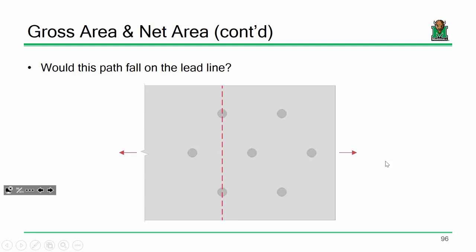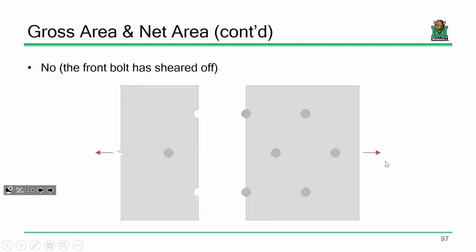But this one, the answer is no, because if the plate fractures along that path and separates, we'll have sheared off that front bolt. The reason we don't account for that section is because, while it might have a lower net area, that particular section is seeing less load than the section along the lead line because this bolt has taken over. To give you a rough estimate, there's 7 bolts in this connection, so this particular cross-section is only seeing roughly 6/7 of the applied load. So it might have a lower net area, but it's seeing less load, so it's not really apples to apples if you restrict everything to the lead line.